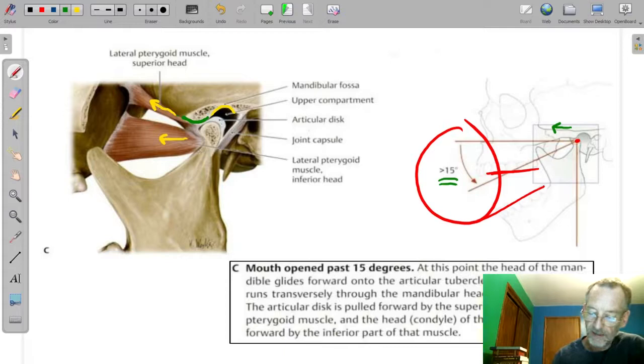And then let's read the description at the bottom. So mouth open past 15 degrees, greater than 15 degrees. At this point, the head of the mandible glides forward onto the tubercle, onto that eminence. The joint axis that runs transversely through the mandible is also shifted forward. So all they're talking about is that we have moved this axis of rotation.